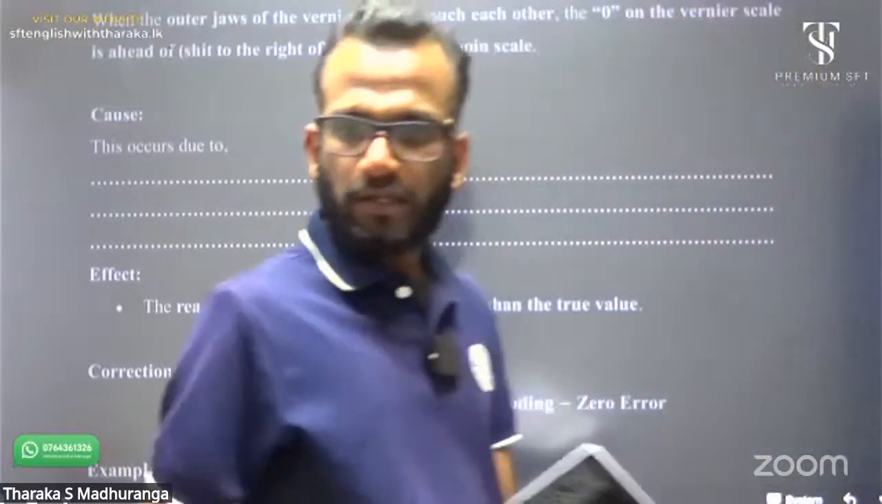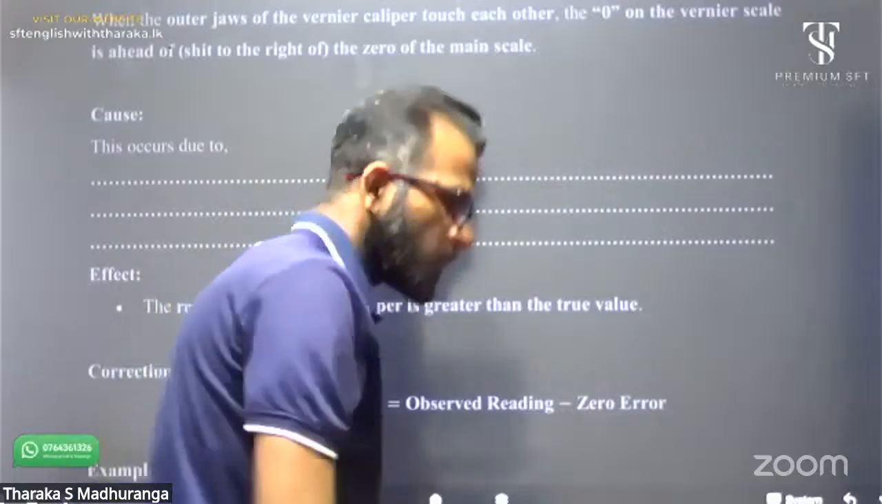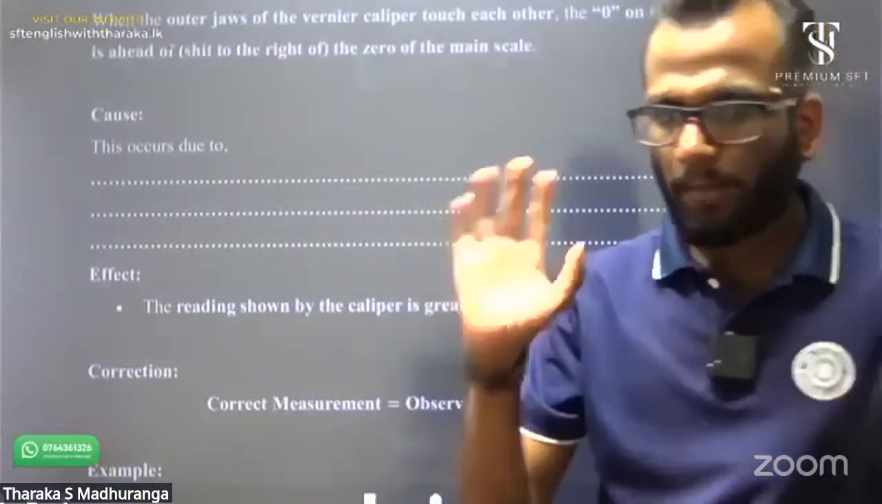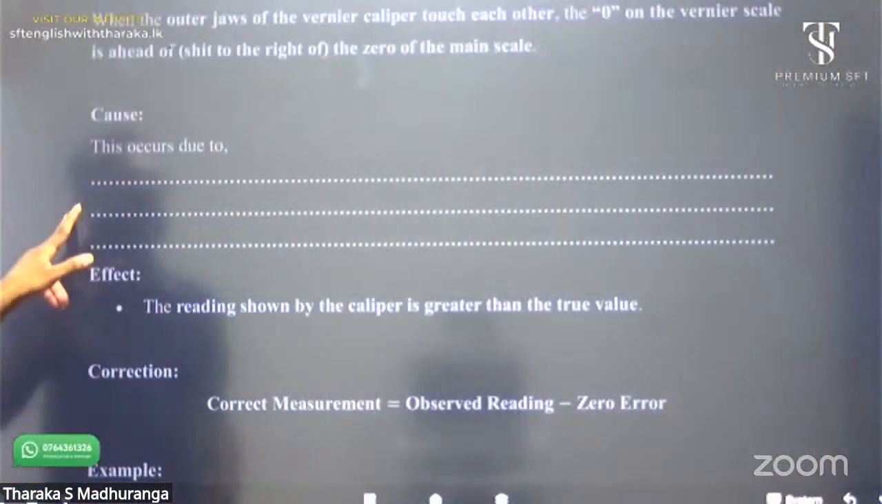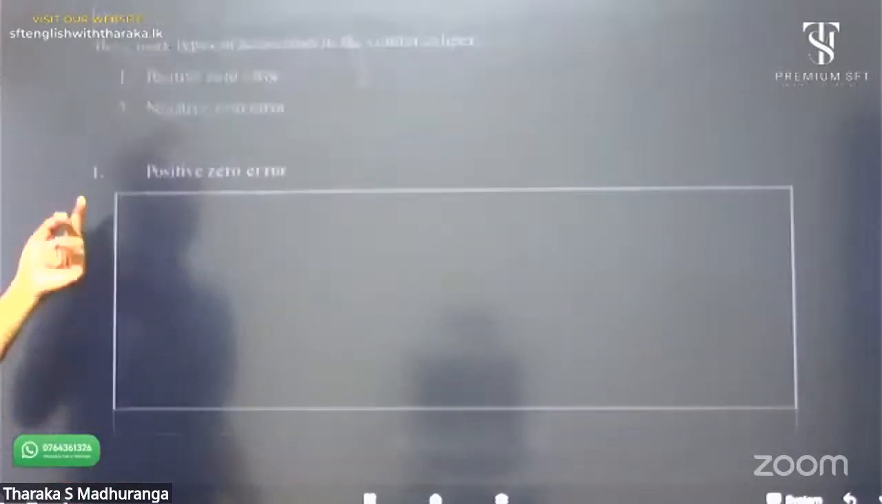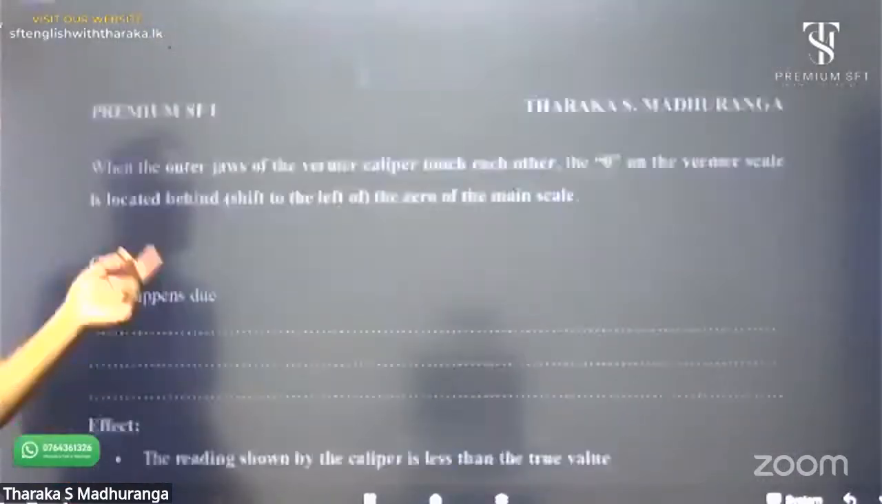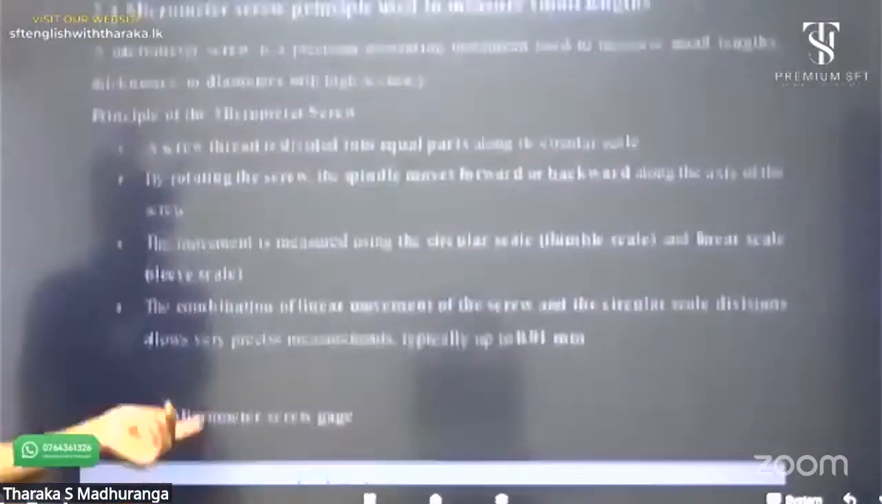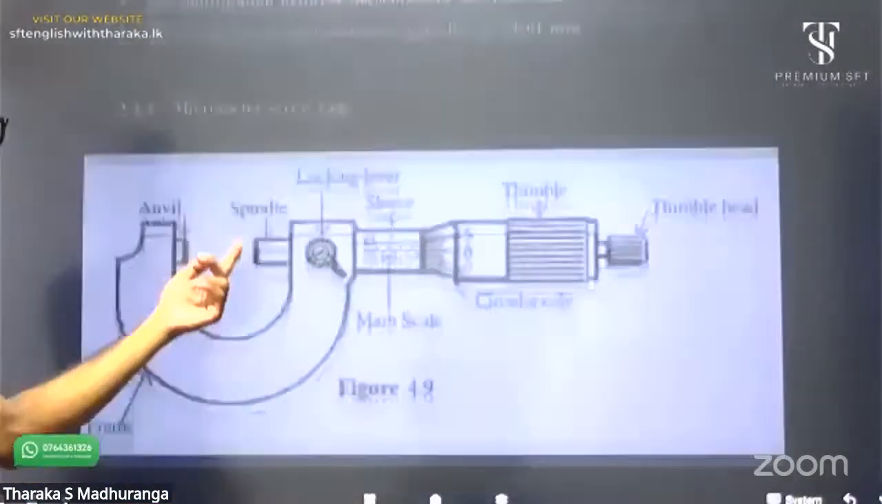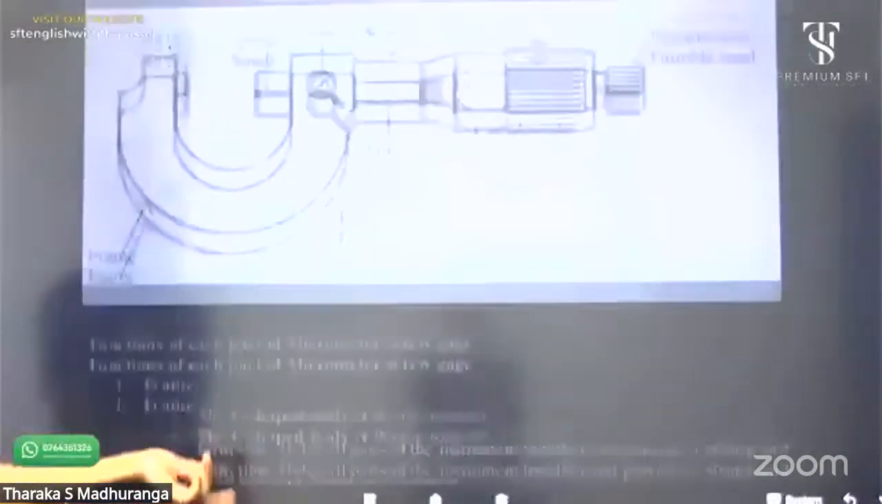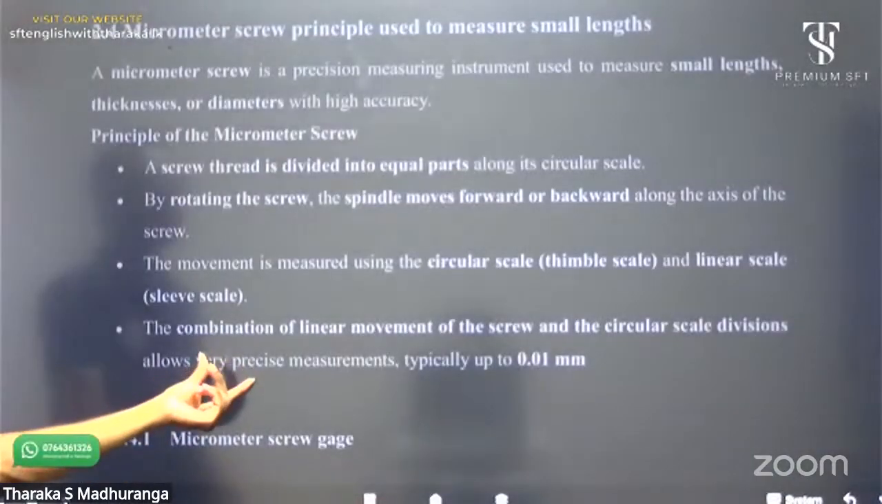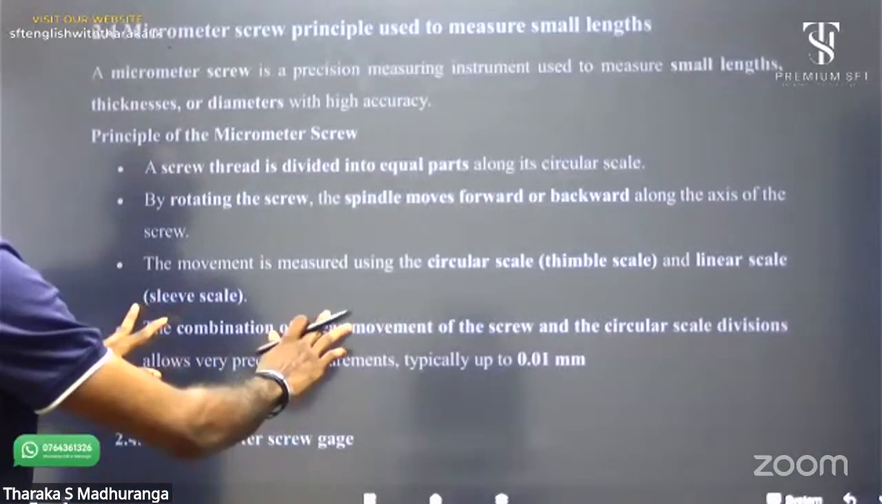Okay, let's start. Our second length measuring instrument, micrometer screw gauge. Go to page number 9 in the tube.